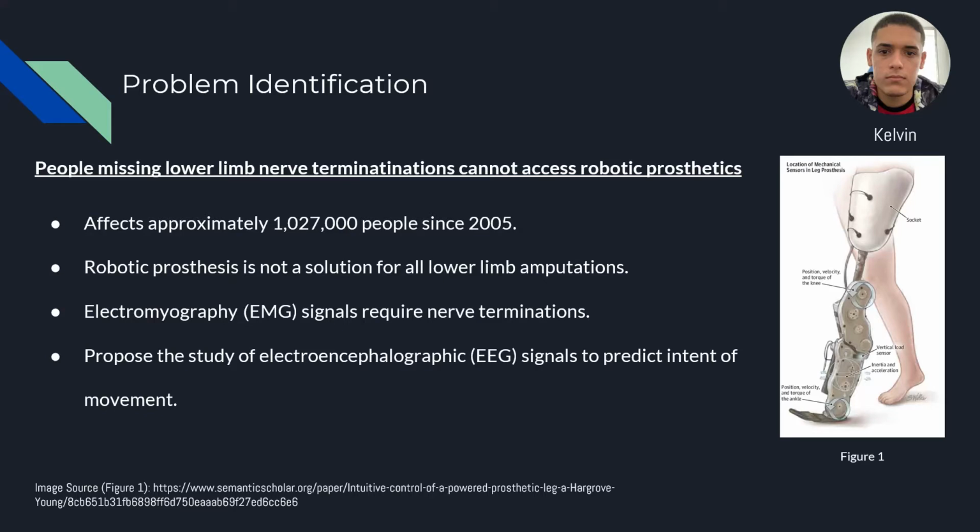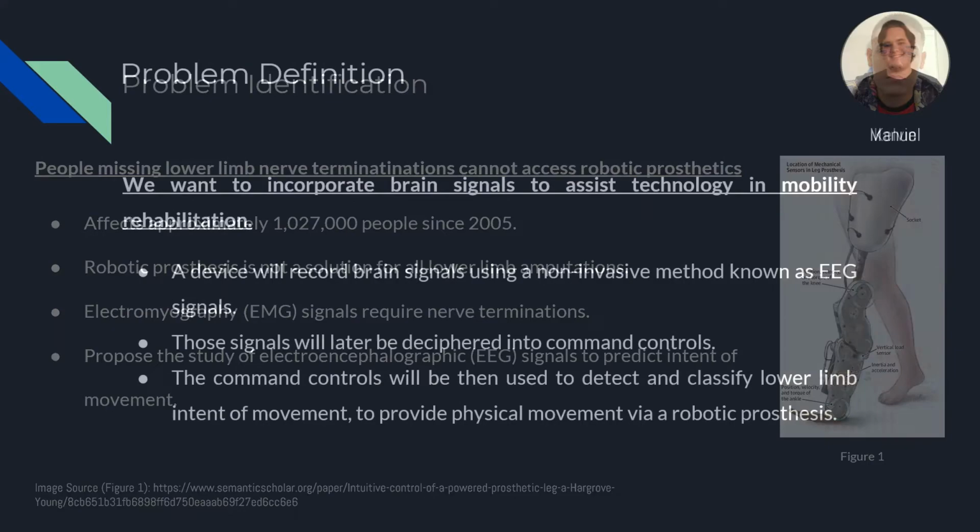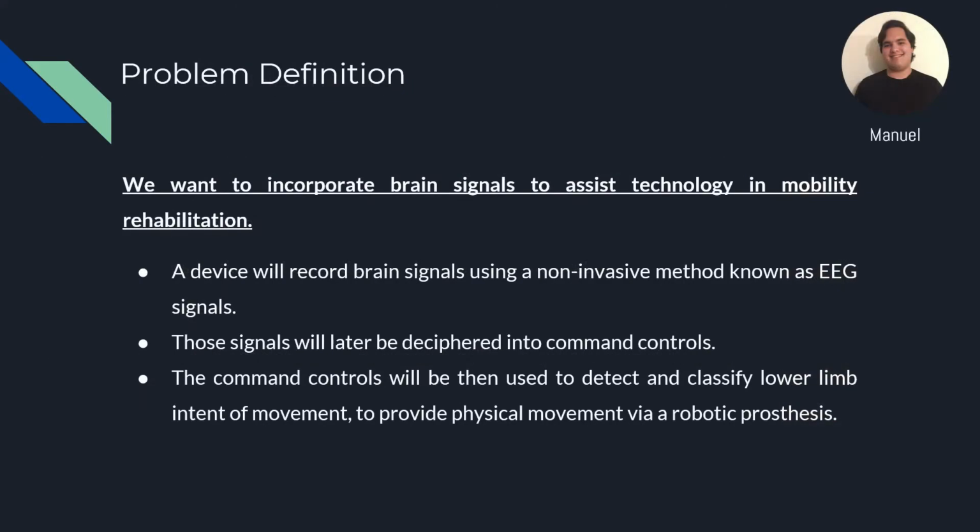Robotic prosthetic limbs that enable movement through electromyography require those missing nerve terminations. This is why we propose the study of electroencephalographic signals, better known as EEG, to predict lower limb intent of movement. The main way the problem is looking to be solved is by incorporating devices that read brainwaves of the wearer. It will be done by reading electroencephalographic signals, or EEG signals for short.